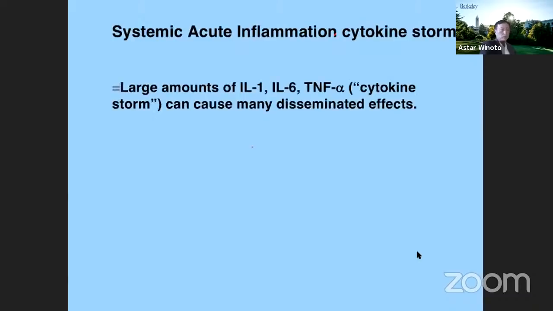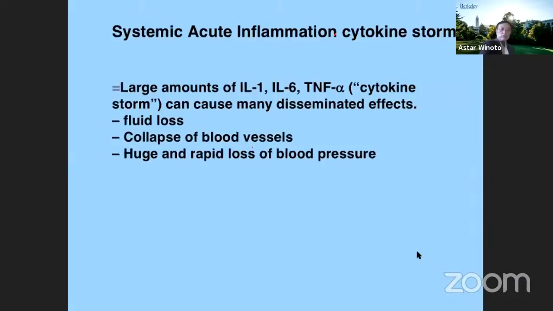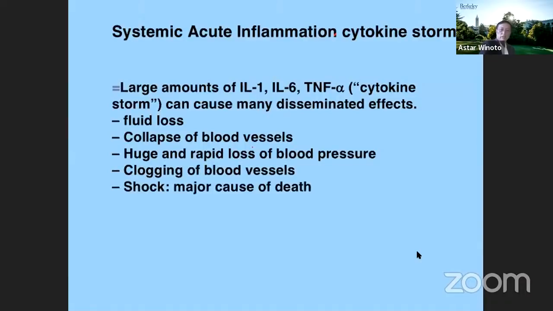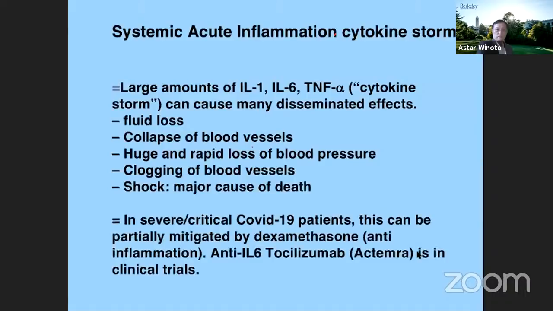Right? But when you have a systemic acute inflammatory cytokine storm, this large amount of IL-1, IL-6, and TNF-alpha can cause many disseminated effects. It can cause fluid loss, collapse of blood vessel, huge and rapid loss of blood pressure, clogging of blood vessel, shock, of course, which then leads to death.